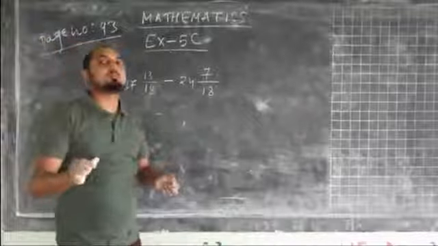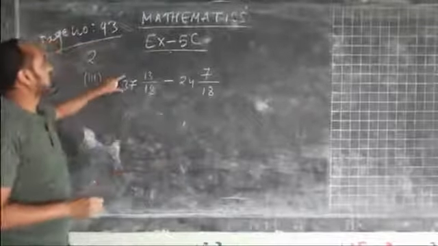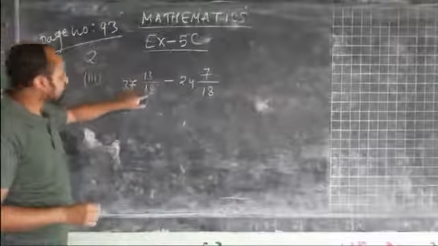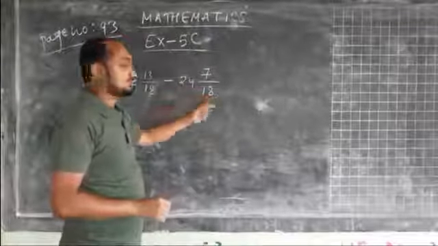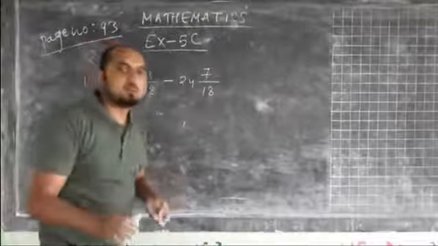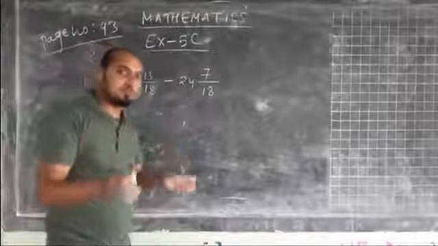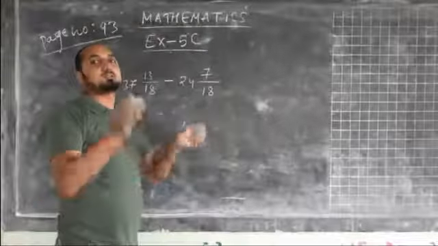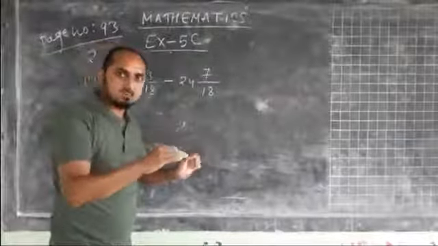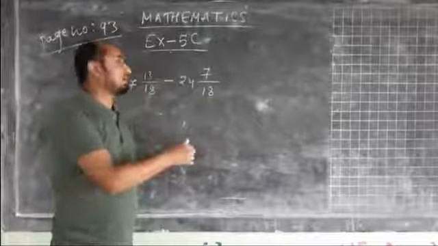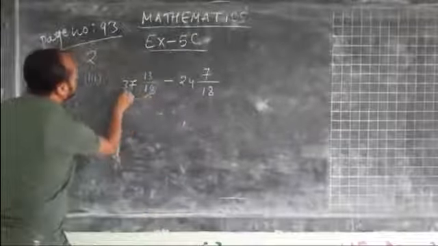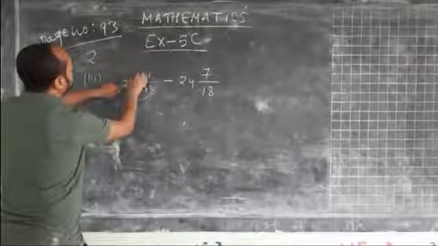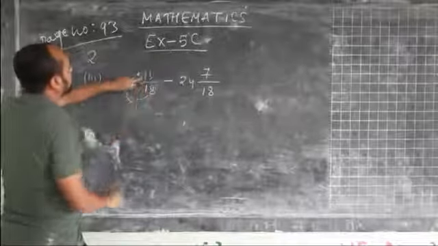Now the next question, question number 2, is 37 13 by 18 minus 24 7 by 18. So here also it is given in a mixed fraction. We have to make it a simple fraction, and after making it a simple fraction we have to take LCM, and then the process will be the same as the previous one. So here we have to multiply these two. Then whatever it will come, we have to add with this 13.